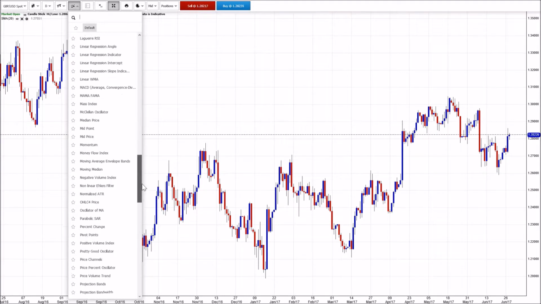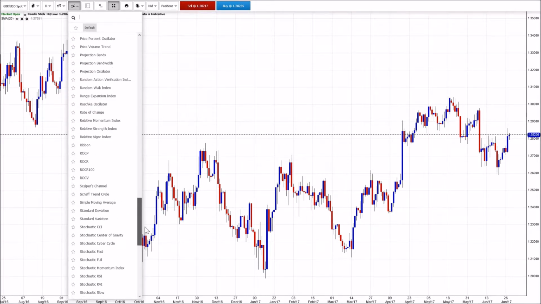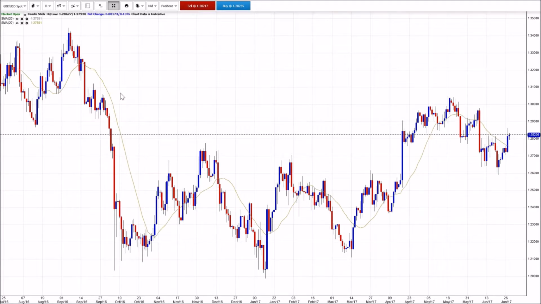So you can tell I never use moving averages because I don't know how to put them on. There we go, simple moving average, perfect. So we've got our 20-day moving average on the pound against the dollar. Looking at this, you can see exactly what I'm talking about. When the market trends, the moving average sits there and clocks up lots of profit.